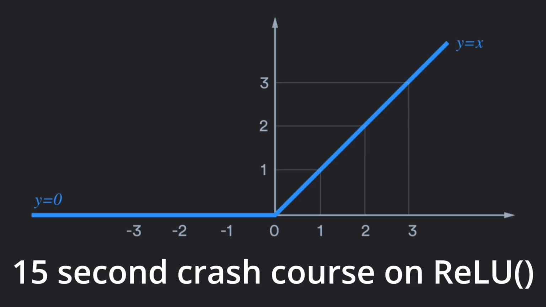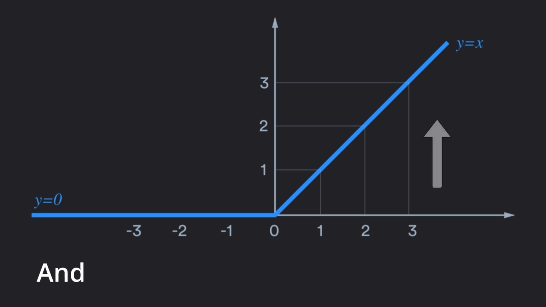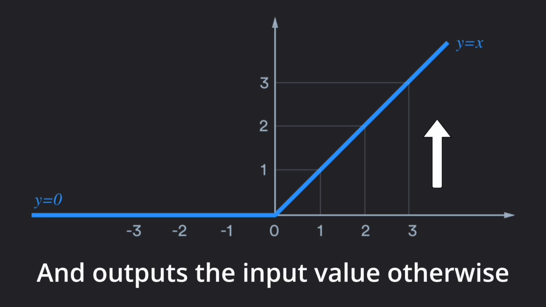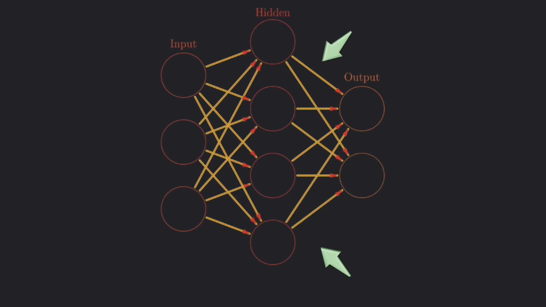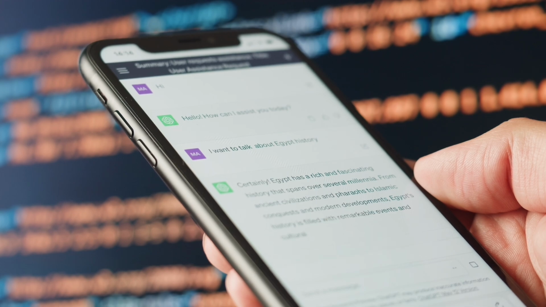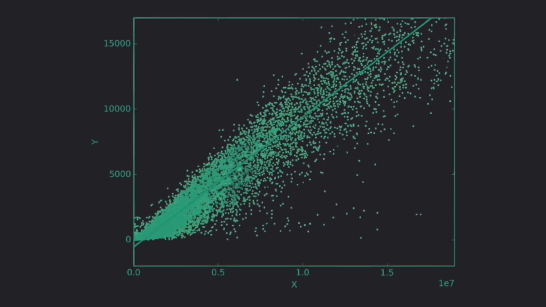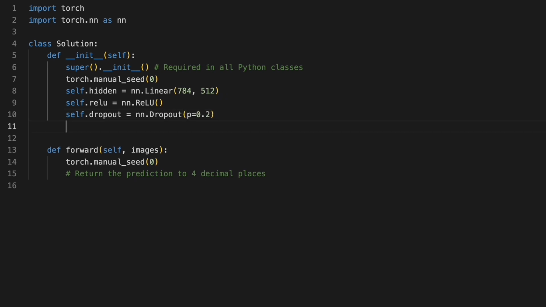15-second crash course on ReLU. This function outputs 0 if the input is negative and outputs the input value otherwise. Introducing nonlinear functions like the ReLU between neural network layers helps the model learn more complex relationships as opposed to simple linear relationships. Next, we'll declare a dropout layer with probability equal to 0.2 or 20%.